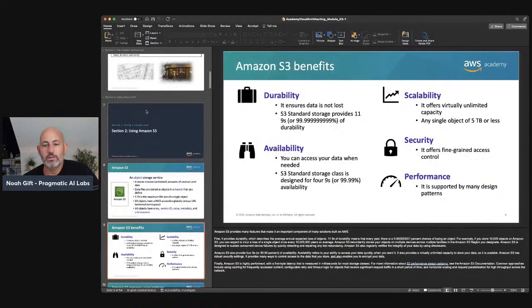Now, the S3 benefits are it has 11 nines of durability. It has scalability, so you basically don't have to worry about scaling up and down. You get that automatically. There's also availability, and so the regular storage class is designed for 4 nines of availability. It has fine-grained security and performance.